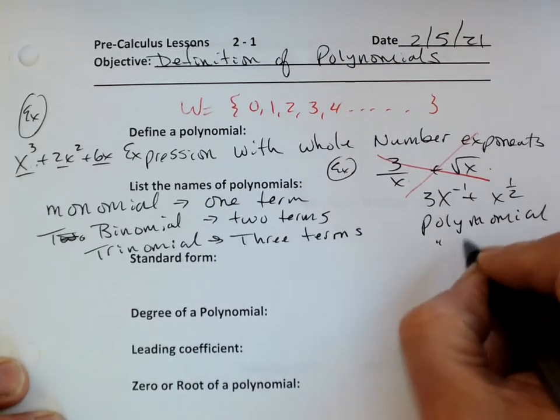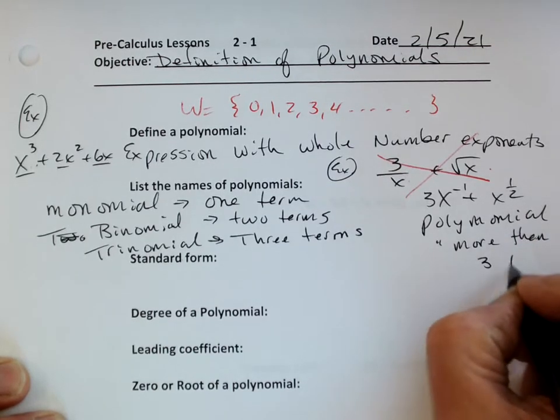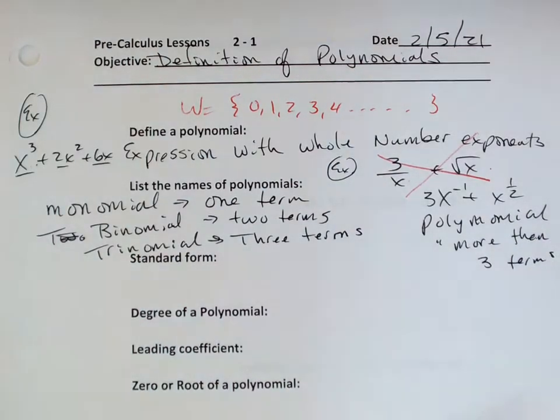More than 3 terms, okay? So if you've got 4 terms, just call it a polynomial. Don't call it a quadrinomial. That's silly. If it's got 5 terms, don't call it a pentanomial, quintinomial, whatever, right? Just call it a polynomial, okay?